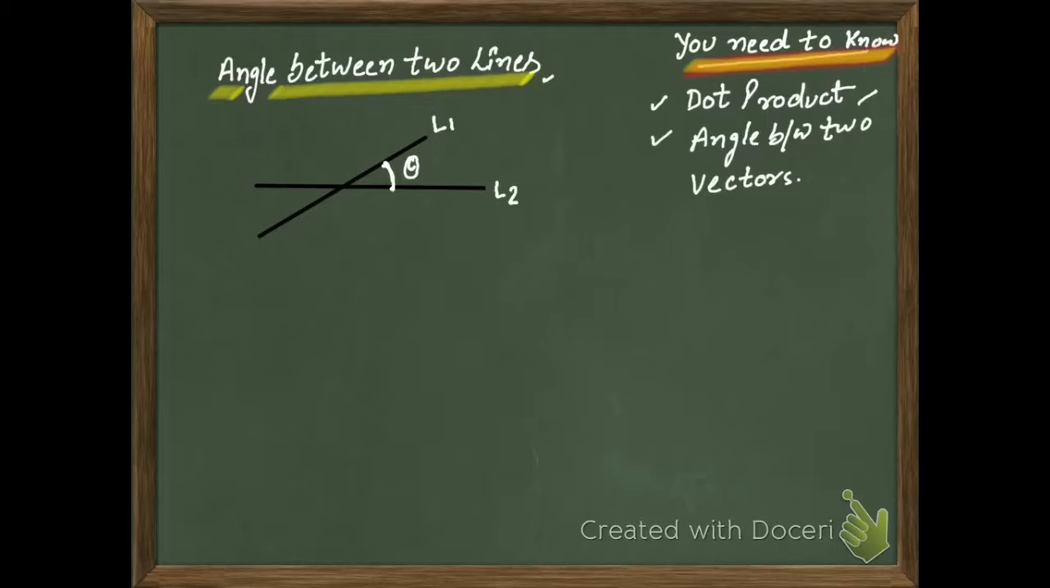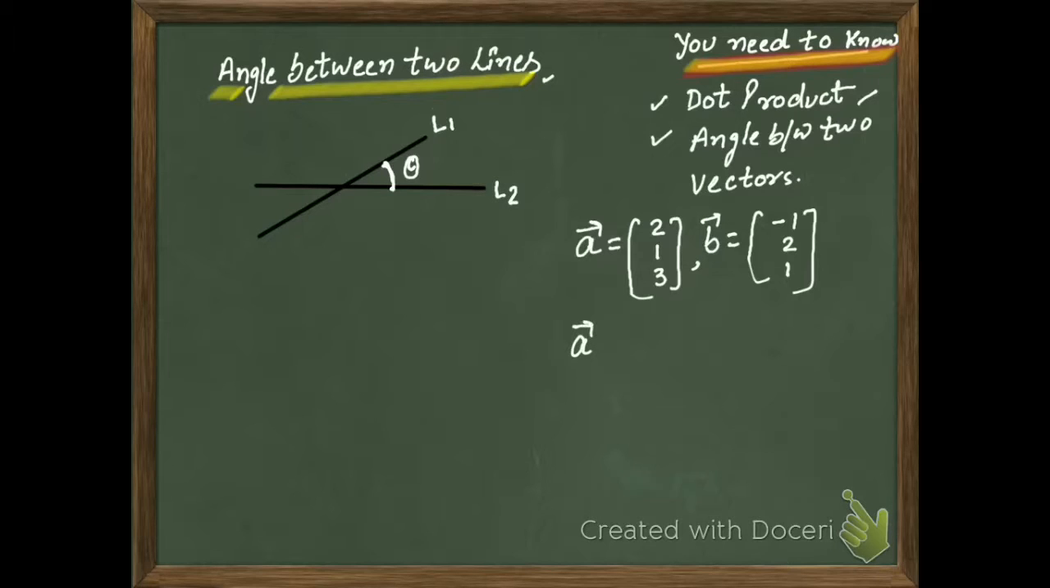For example, one vector is A. You can write it in column method. For example, 2, 1 and 3 are the components, and vector B is -1, 2, 1, like that. Okay. Now the dot product between two vectors.